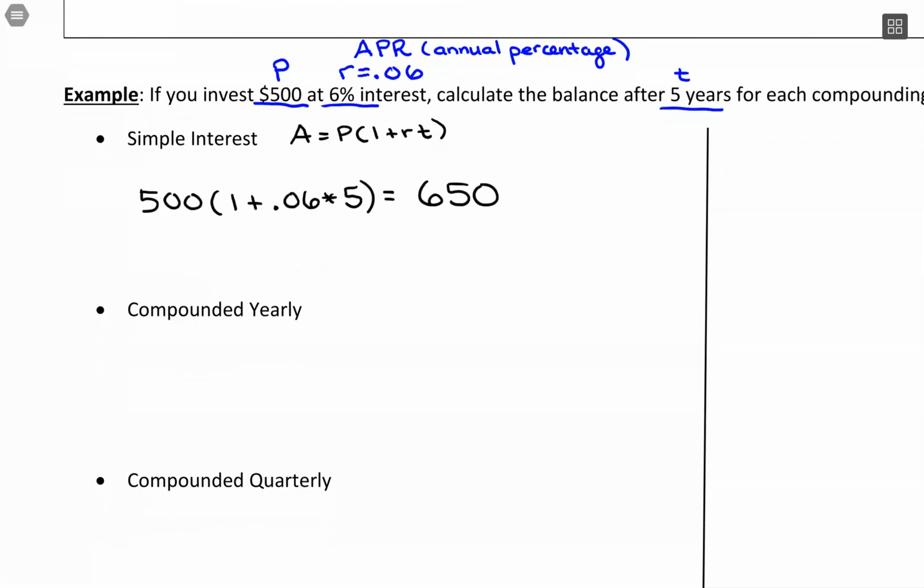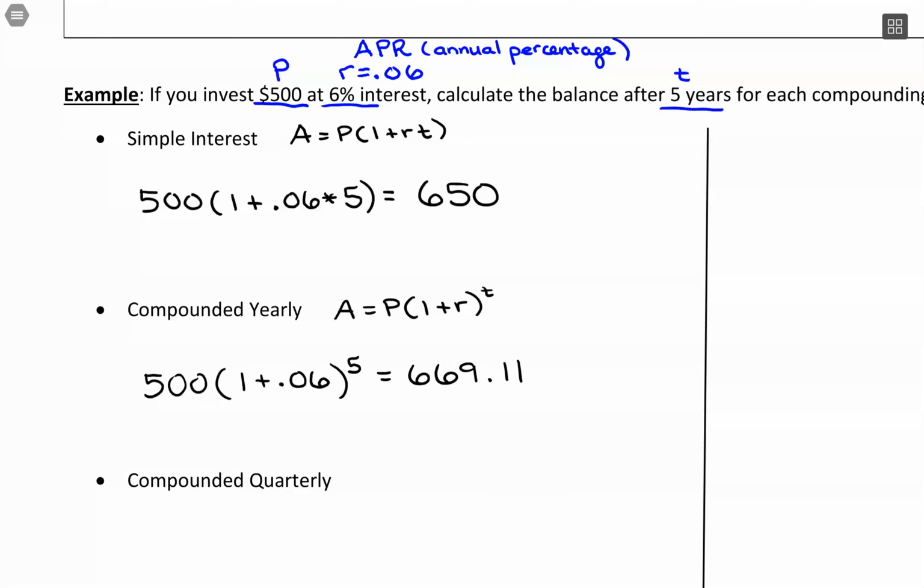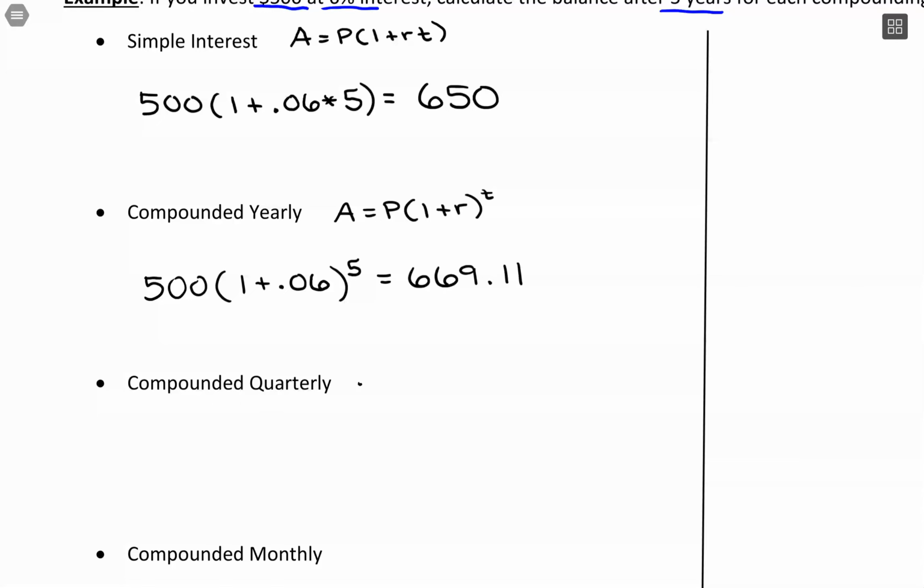Compounding yearly, as we saw, that would be our A equals P times 1 plus the rate, and then time becomes an exponent when we're compounding. So we'll have 500 times 1 plus the rate, so that 1.06, raised to 5, so that would be the 669.11. Now when we compound quarterly, we're going to take that formula, but now we'll have n.